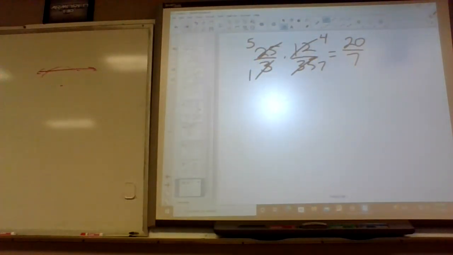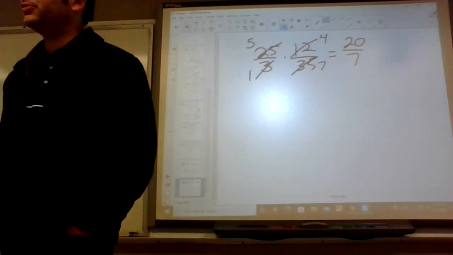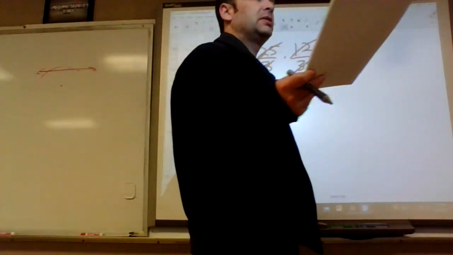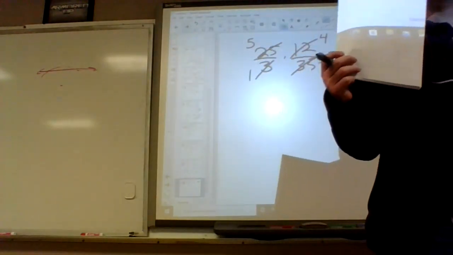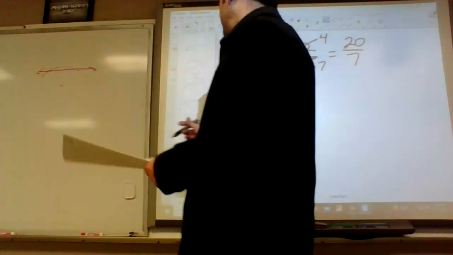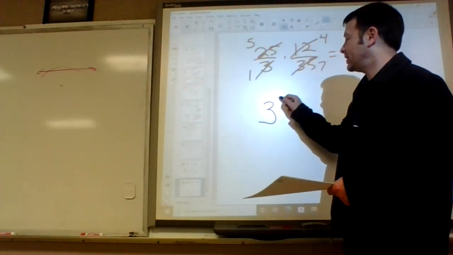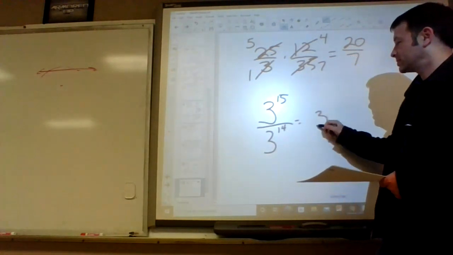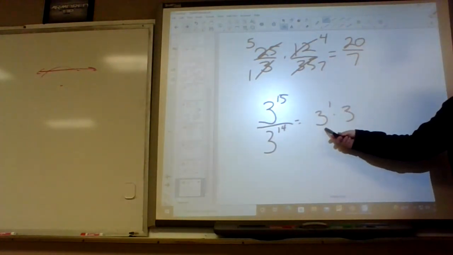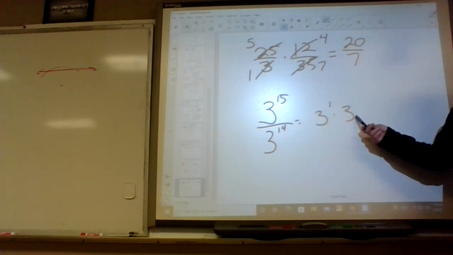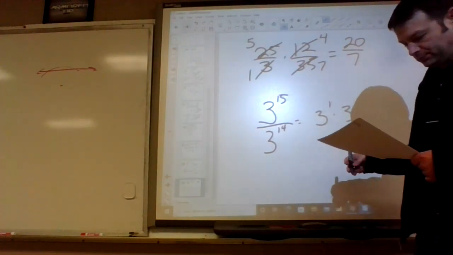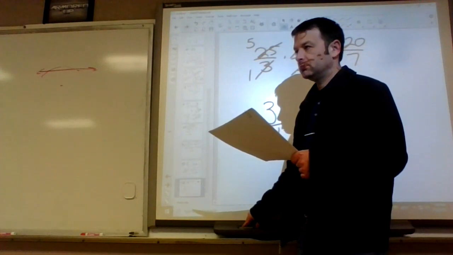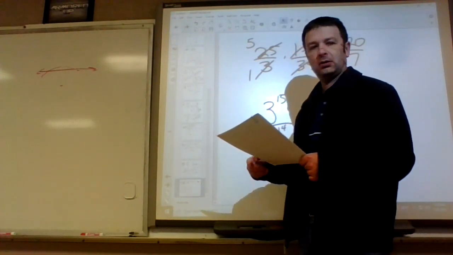Okay, on 35, there is a quick trick. You don't need a calculator to do it. What's 3 to the 15 divided by 3 to the 14? 3 to the 1. Because when you divide exponents, if the bases are the same, you can just subtract their exponents. What is 3 to the 1 equal to? 3. What's 3 times 3? 9.